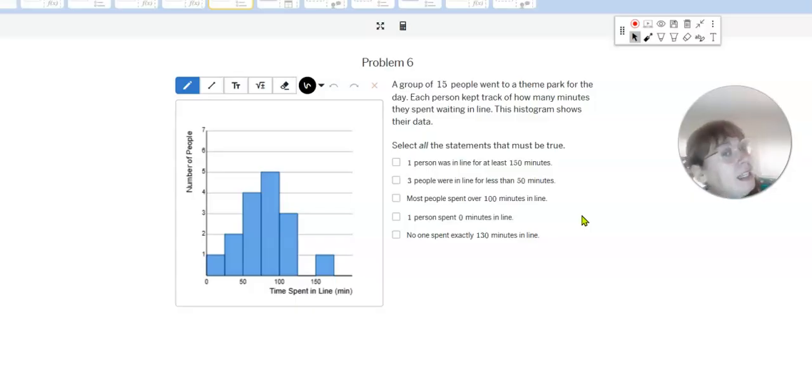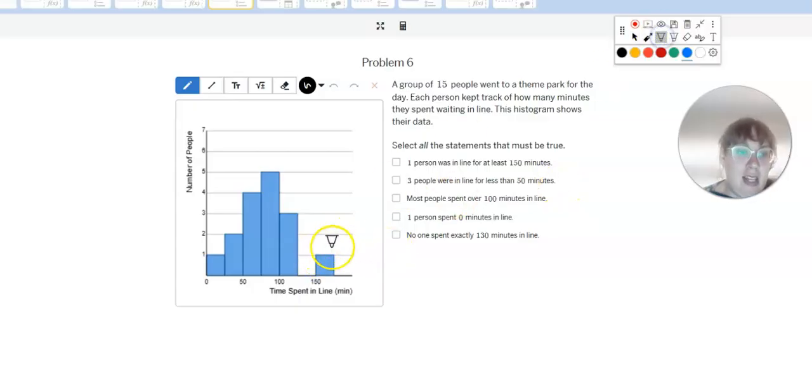A group of 15 people went to a theme park for the day, and each person kept track of how many minutes that they spent waiting in line. This histogram shows their data. Select all the statements that must be true. Okay. One person was in line for at least 150 minutes. So that is looking like this person here. We don't know exactly how many minutes, but we know the smallest is 150. It might be a little more than that, so yeah, that looks good to me.